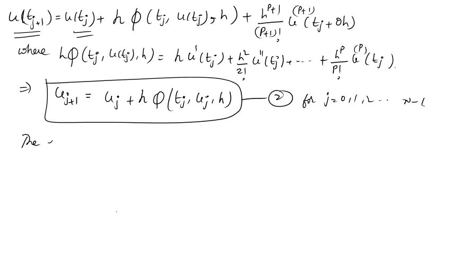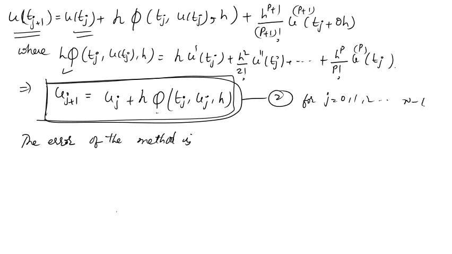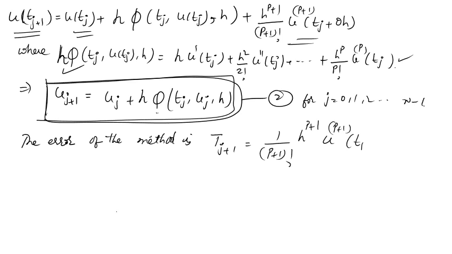The error or truncation error of the method is, this is the Taylor series approximation, and phi is the expression up to the pth term. What is the local truncation error? Tj+1 equals the (p plus 1)th term, which is the error. This term will be the error: h to the power of p plus 1 times the (p plus 1)th derivative of u at tj plus theta h. This is the remainder term or error term. Equation 2 is called the Taylor series method.